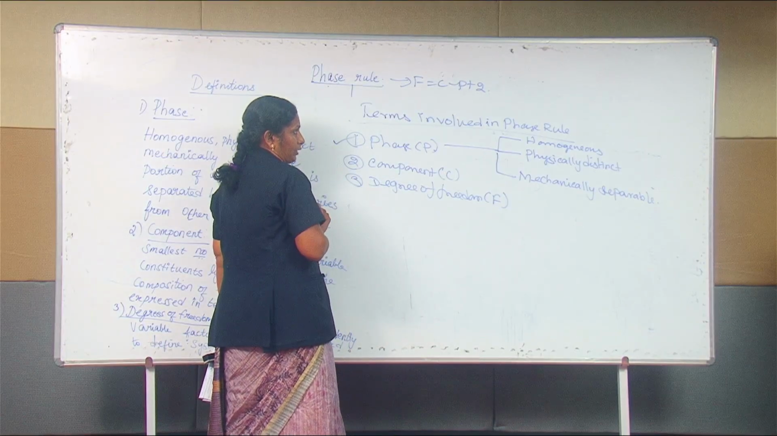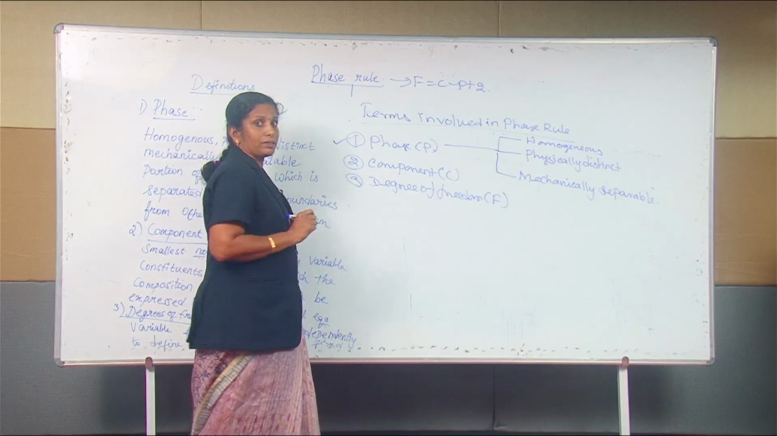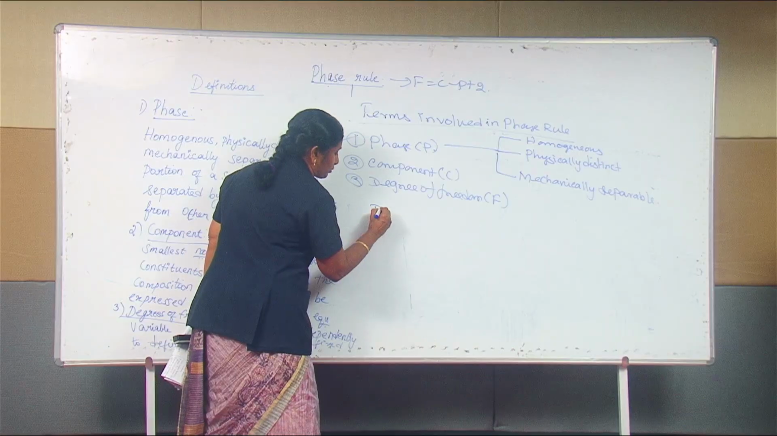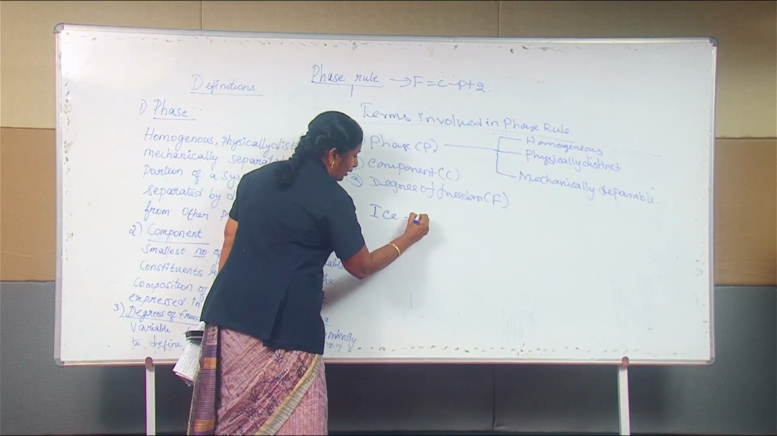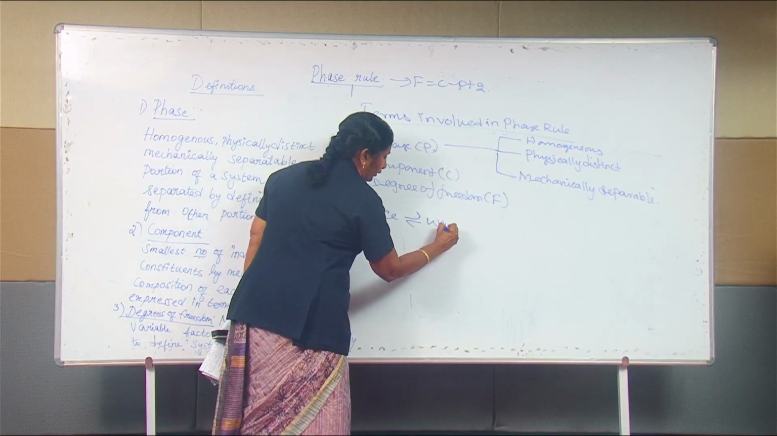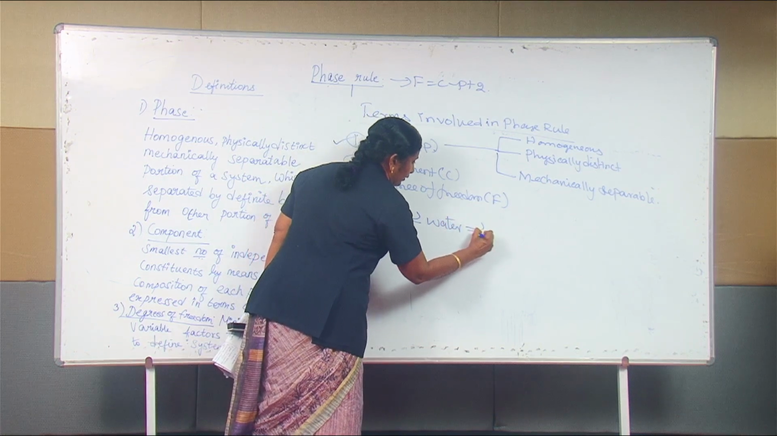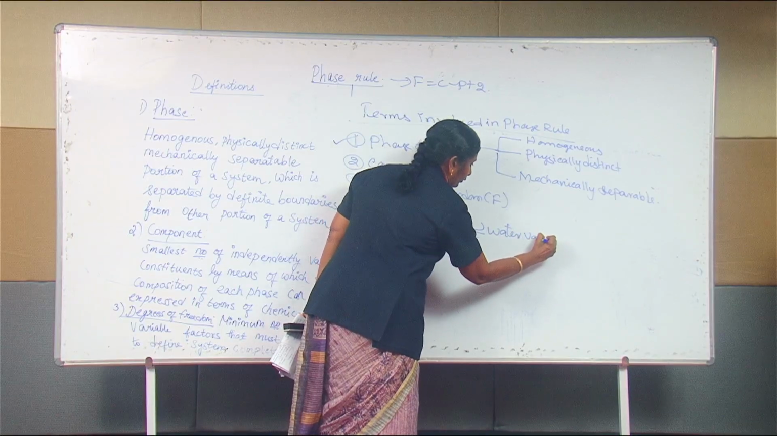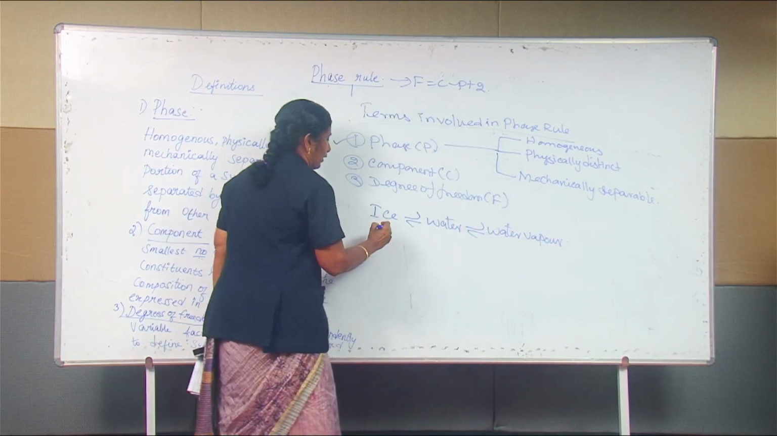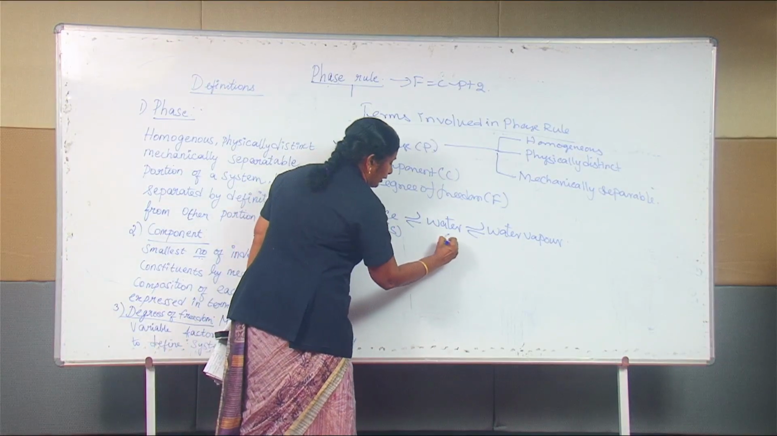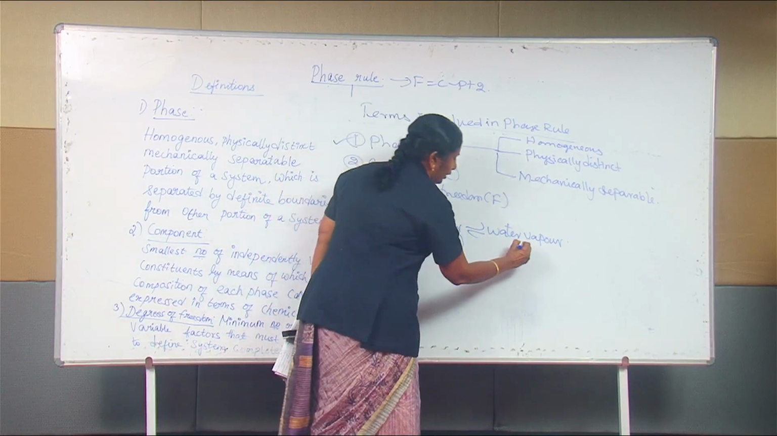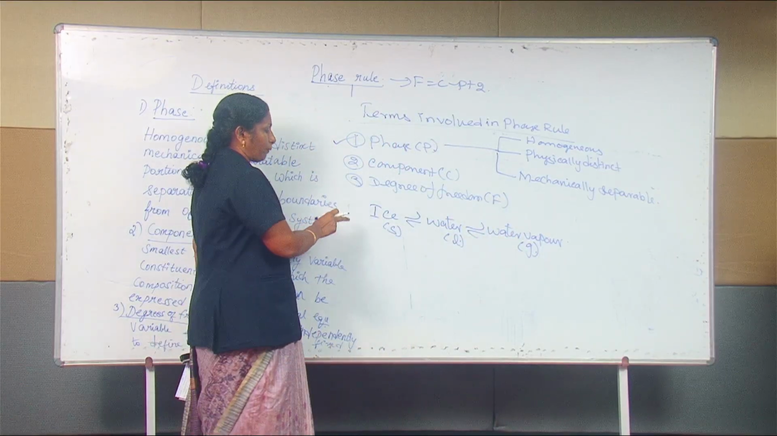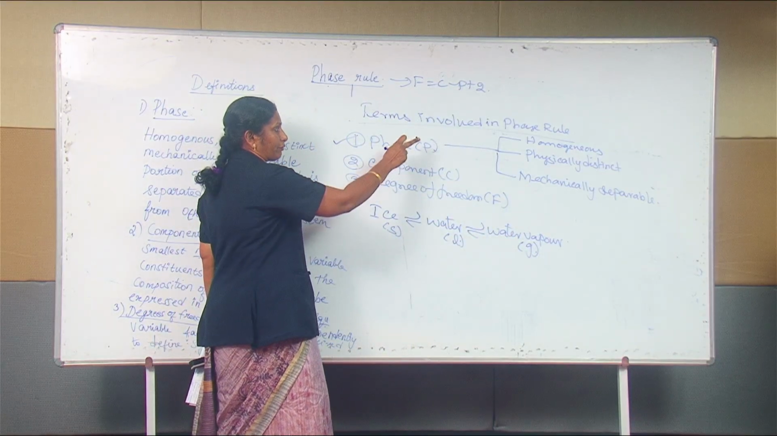For example, the one component system, that is the water system. The water system consists of three phases. They are ice, water, and water vapor. Ice is in the solid state, water is in the liquid state, and water vapor is in the gaseous state.